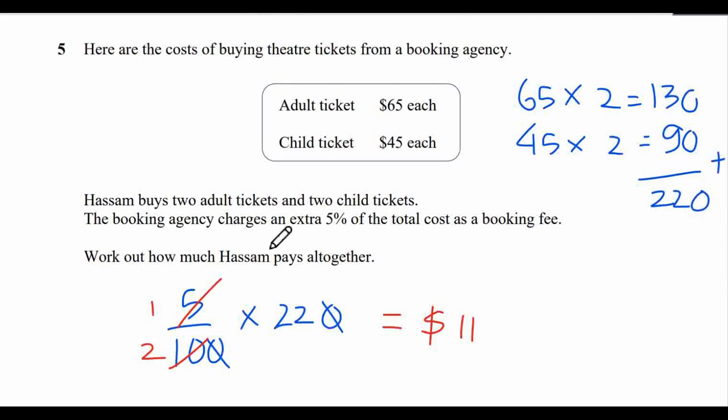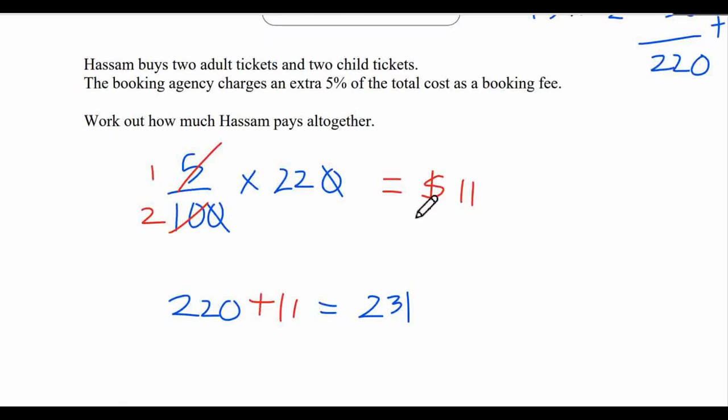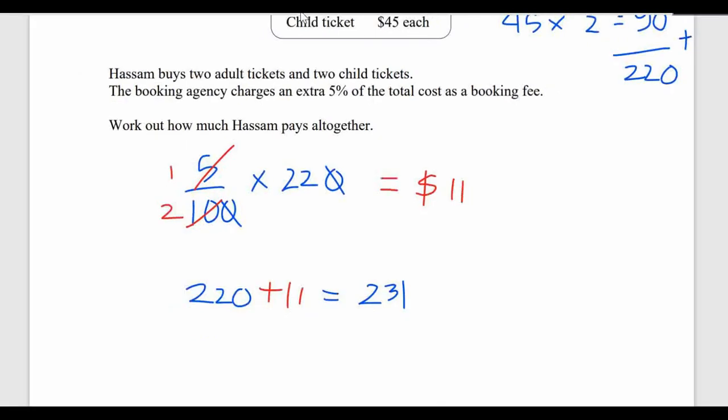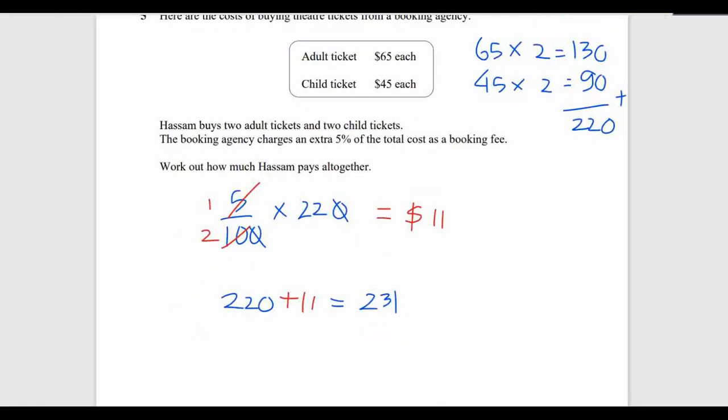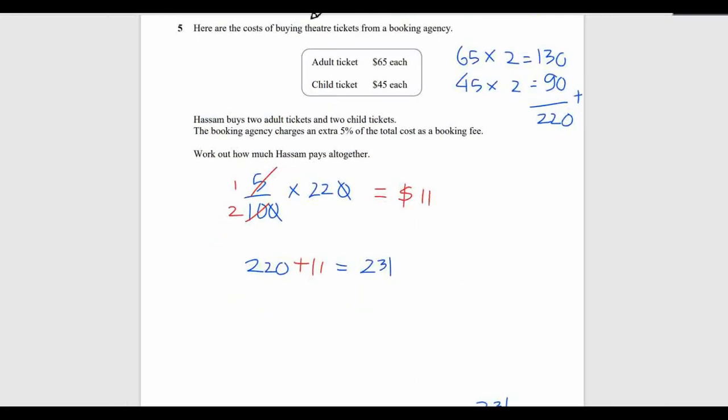Now an extra 5% means 5 over 100 times 220, because the total cost is 220. We cross out the 0 and 0. Now we have 5 over 10, which simplifies to 1 over 2. 1 over 2 times 22, and 22 divided by 2 is 11. So that is the extra charge, $11. So 220 plus 11, we got 231. That will be the answer for this question.